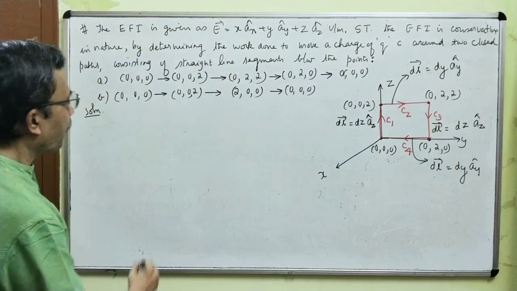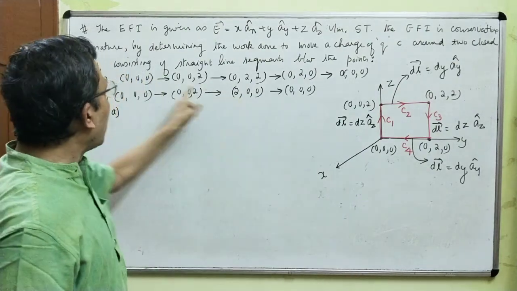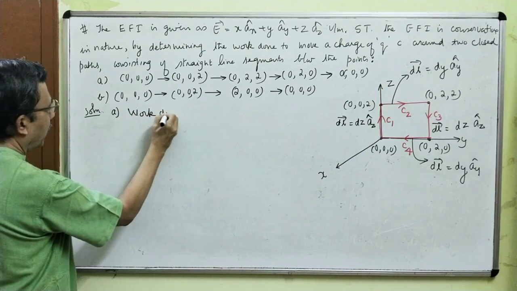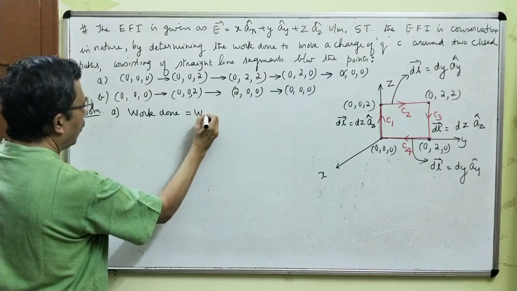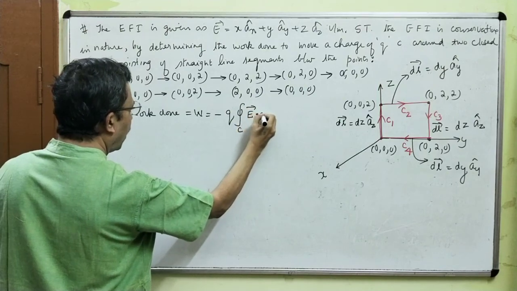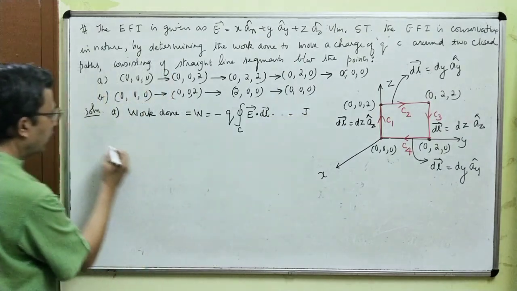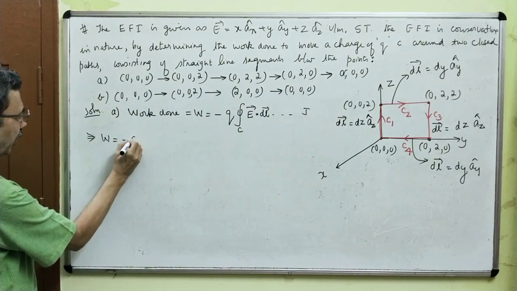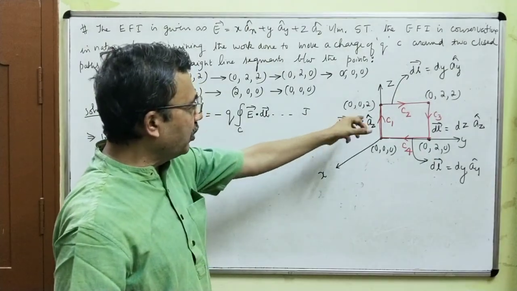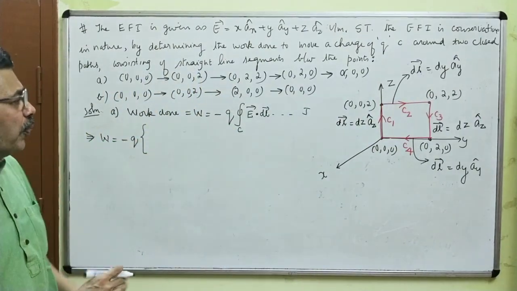So, I am doing part A. This is the figure corresponding to part A. Work done W is equal to minus Q times contour integral C vector E dot DL, so many joules. This implies W is equal to minus Q into, this closed path is made up of four straight lines C1, C2, C3, C4. Therefore, this closed integral I will split into four open integrals.